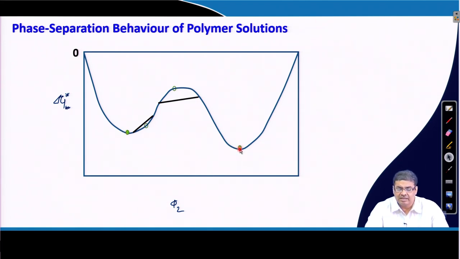Now, why will it not phase separate further? Why do these two points correspond to the equilibrium composition? These are the two compositions which should be the phase-separated equilibrium concentrations, with their corresponding volume fraction values. We call this phase single prime and this phase double prime, and these are the volume fractions of the polymer corresponding to these two points.